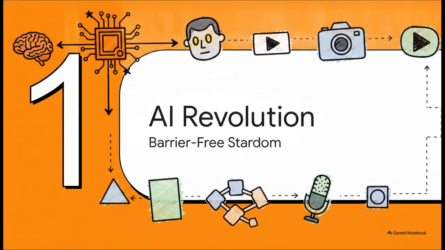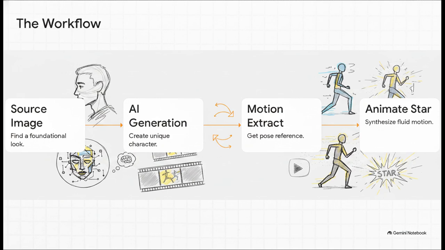Starting with number 1, the AI influencer revolution, breaking down the barriers to digital stardom. The AI revolution has completely democratized digital content creation. I mean, what used to take an entire team of graphic designers and 3D animators can now be done just by stringing together a few clever AI platforms. And while using multiple tools might sound a little intimidating, it's actually a super simple logical checklist. We find a source image, we use AI to generate our unique character, we extract movement data from a reference video, and finally, we synthesize those pieces together for the animation. Just 4 clear, easy steps.